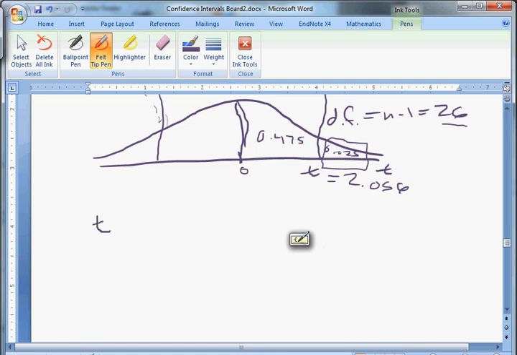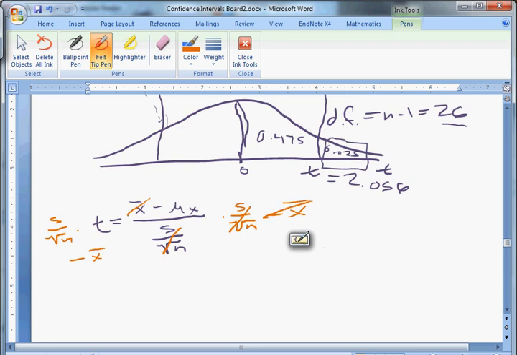So the way that we can set this up is, we have a t right here, which is equal to x bar minus mu x over s divided by the square root of n. And if we do our algebra, multiply both sides by s over the square root of n, that will cancel these out. We subtract x bar from each side. That will cancel these out. And we will get a negative mu x equals s over the square root of n times t minus x bar.